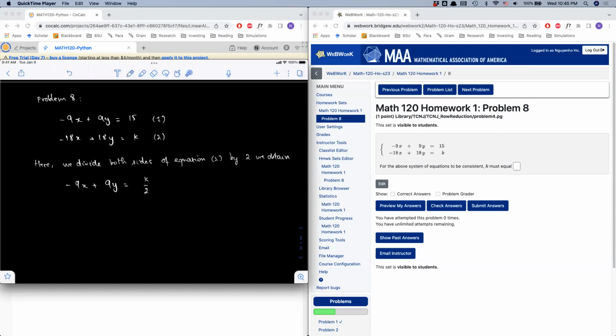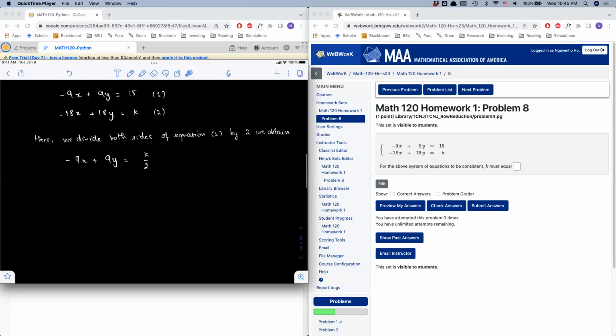So the first equation has the left-hand side negative 9x plus 9y, and the resulting equation has negative 9x plus 9y as well. So the system is consistent if this k over 2 equals 15, okay? Because then you have the two lines stay on top of one another, so you have infinitely many solutions, or the system is consistent.